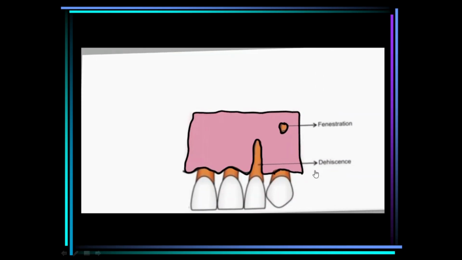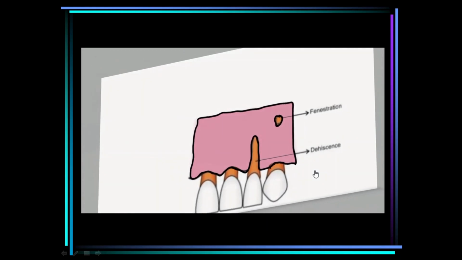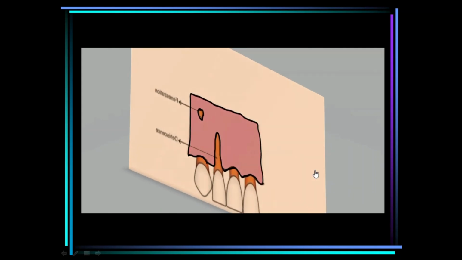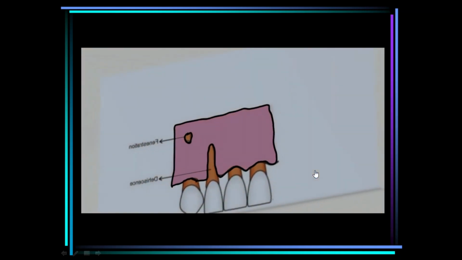So dehiscence and fenestration will affect the pattern of the bone. If thin bone is there, then fenestration and dehiscence will be there, and it will affect the bone resorption pattern.